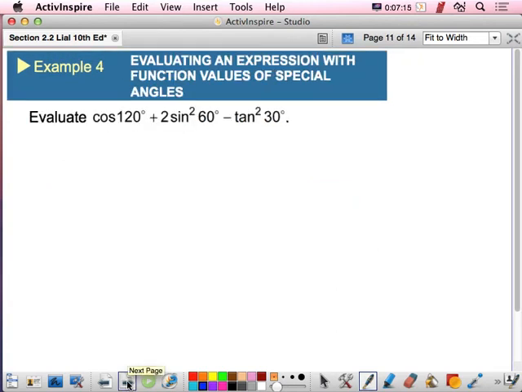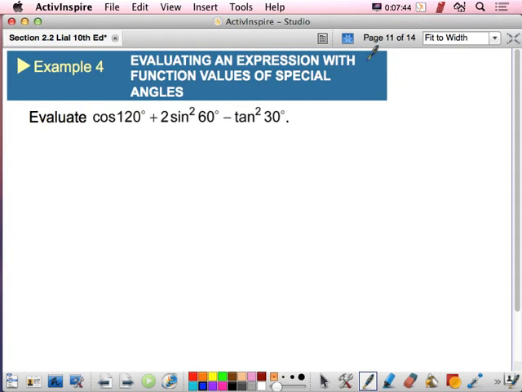Okay, so now let's use what we've done so far to evaluate this expression. It says the cosine of 120 degrees plus 2 times the sine of 60 degrees, but squared, minus the tangent of 30 degrees squared. So it's going to take some time because it has 3 different angles in it, and we'll have to stop and think about the ordered pairs for all 3 of those angles.